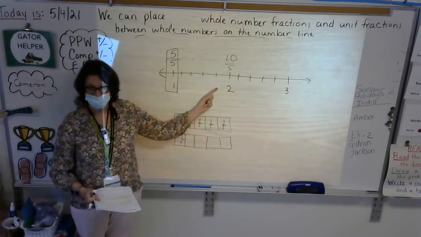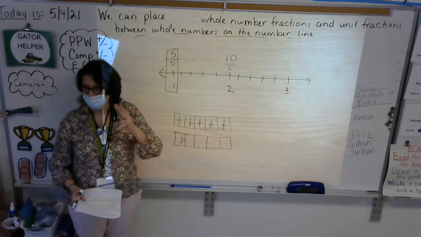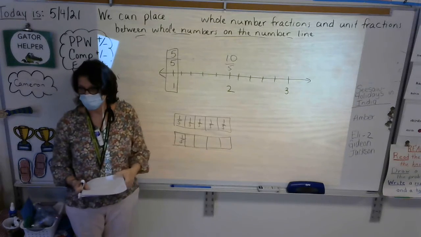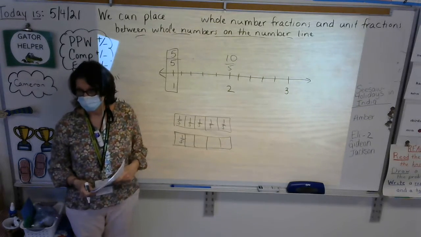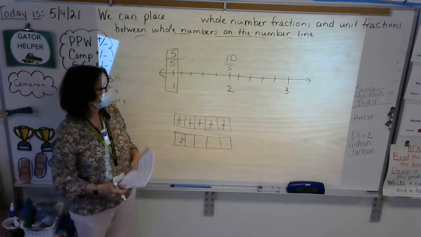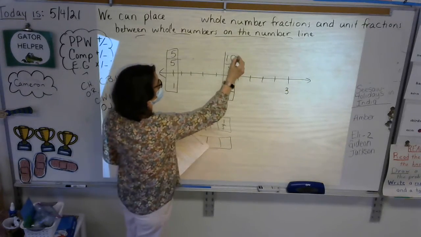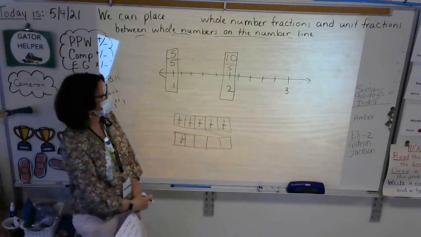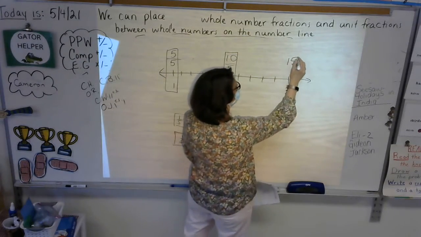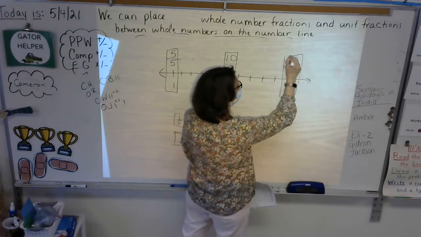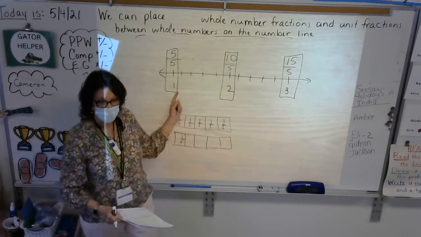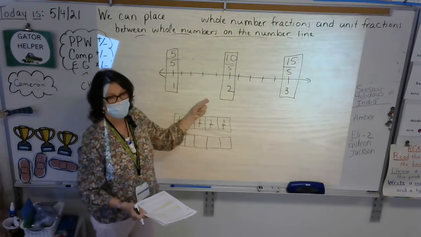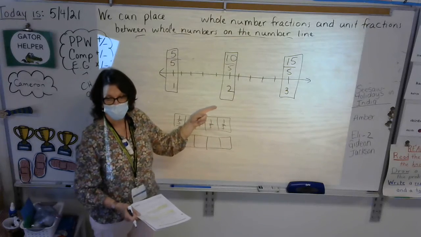How many fifths will we have in 3 wholes? Eli, how many fifths will we have in 3 wholes? Very good. Nice job. 15 fifths. And how do we know that? Because what are we skip counting by, boys and girls? We're skip counting by 5s because our unit is fifths. So I don't know about you, but I think whole number fractions are pretty cool.